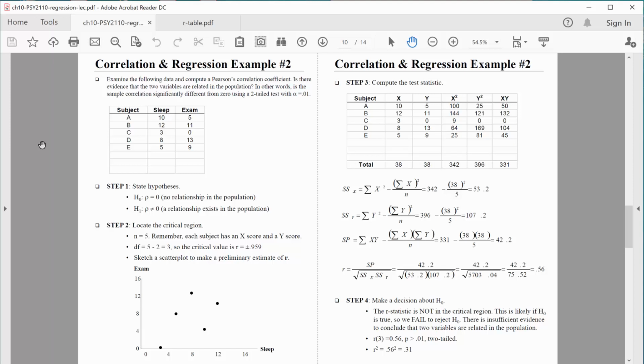Welcome back, everybody. Let's look at this second example. Because you've done several correlational analyses already, I'm going to let you do this one on your own. I just want to talk about a couple key points. First of all, let's make sure we all understand what we're looking at.